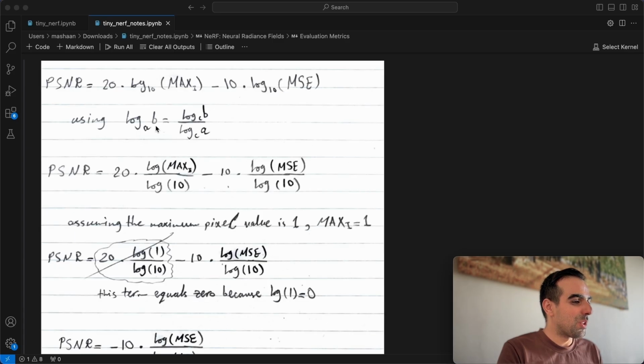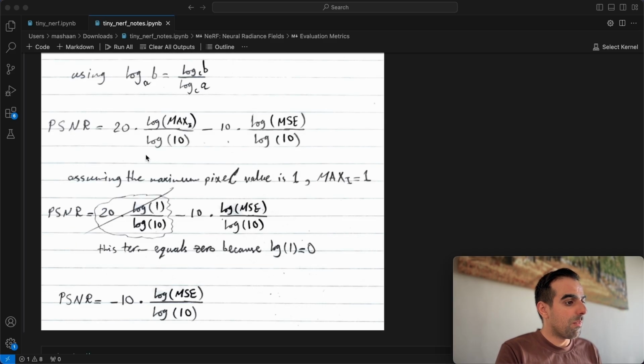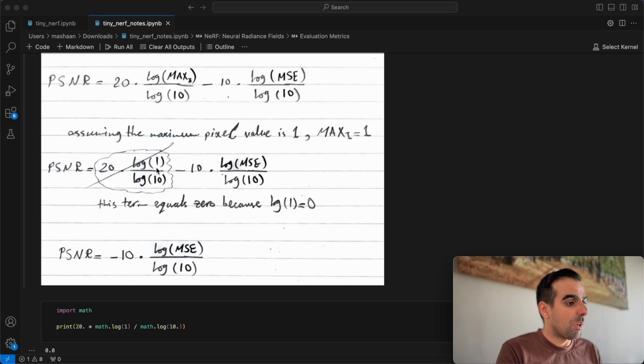If you use this rule here, this is basically calculus. I missed that in my calculus class. Log of b to the base a, you can separate it into a fraction, where the base can be in the denominator, and you can replace it with the same base in the numerator and denominator. So here they used it for both sides, and because log of 1 equals 0, they are left with this formula here.